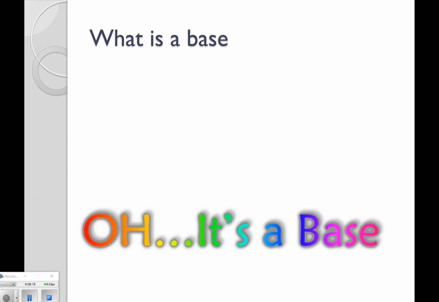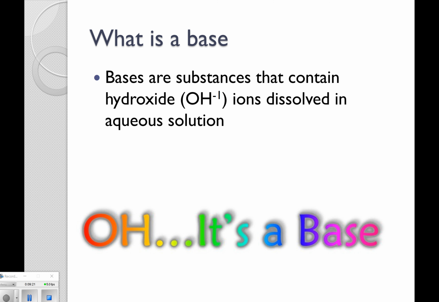Bases. What is a base? The best way to remember this is the saying that you see right there. Oh, it's a base. So bases are substances that contain hydroxide ions dissolved in aqueous solution. So now that we have OH, if we think about this, an acid adds an H and a base adds an OH, and together these will make water.